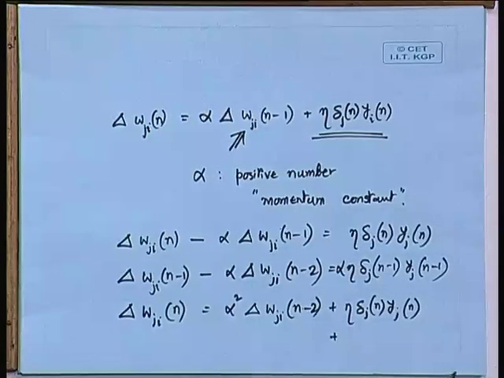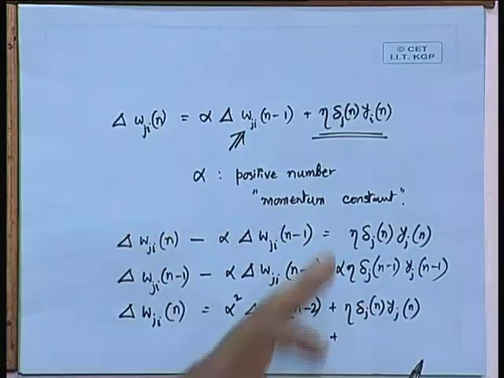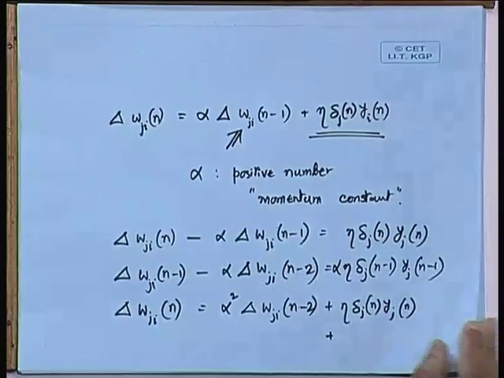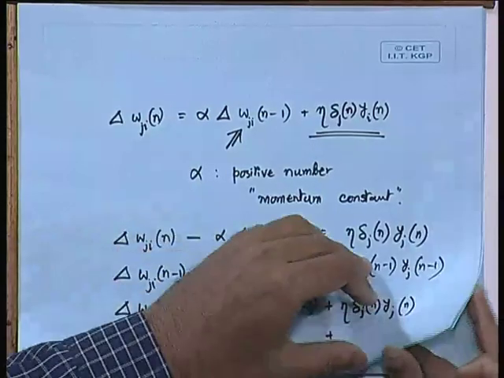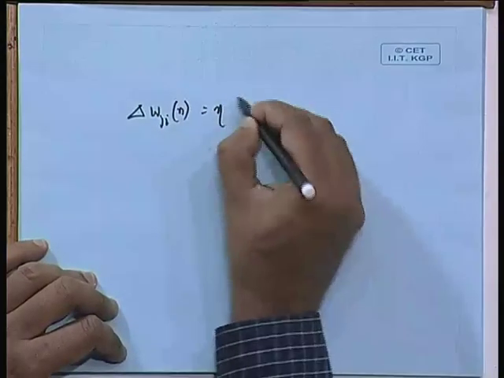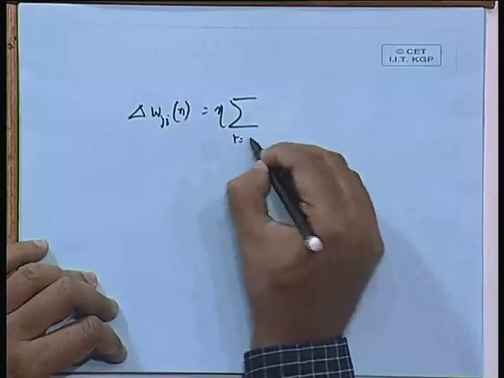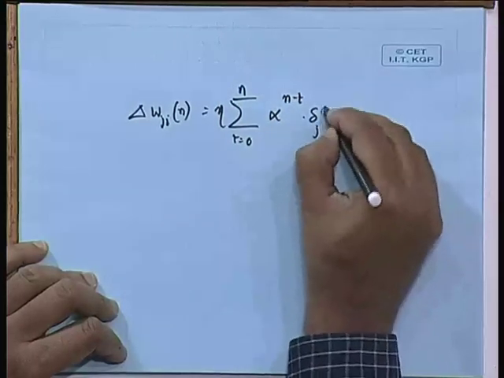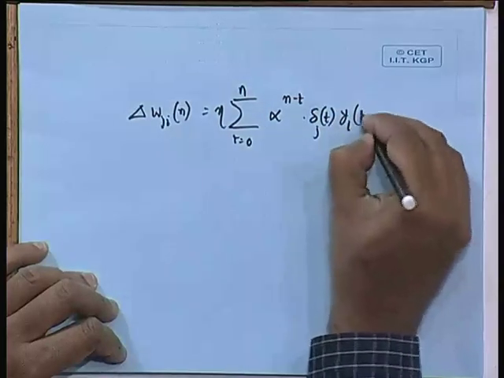If we keep on doing it, here we have expressed it in terms of n minus 2, but ultimately if we add up everything, n minus 2, n minus 3, n minus 4 and all that, then delta WGI n is going to be expressible as a time series. You can verify this yourself by proceeding with the difference equation solving approach, that we are ultimately going to get delta WJI n equal to eta times the summation from t equals 0 to n of alpha to the power n minus t into delta J t times YI t.